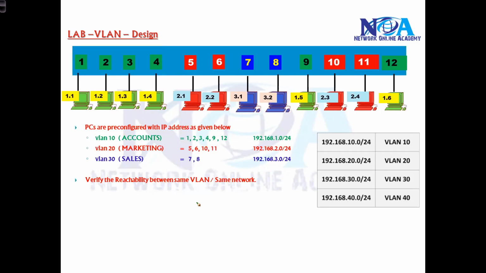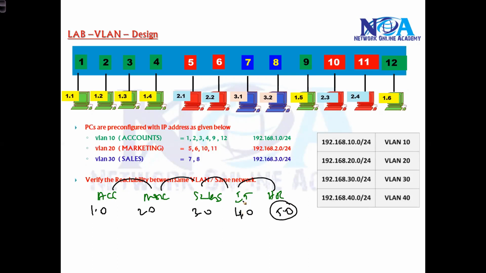But practically, in production scenarios, every VLAN is like a department, let's say accounts, marketing, sales, IT and HR, and we want to make sure that these departments should not communicate with each other. So we logically make them different subnets. Generally you can take 10, 20, 30, 40, or 1, 2, 3, whatever network you design. This is just an example of what I'm using in my lab.